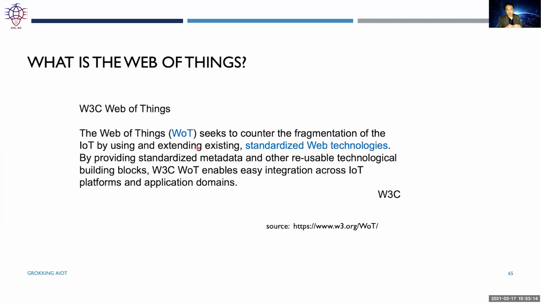The other definition that we also find is that the Web of Things seeks to counter the fragmentation of IoT by using and extending existing standardized web technologies, and by providing standardized metadata and other reusable technological building blocks. The W3C Web of Things, or WoT, enables the easy integration across IoT platforms and application domains. So one single protocol to rule them all.